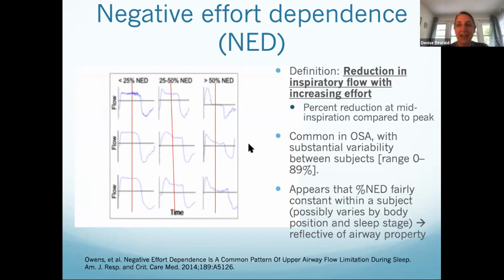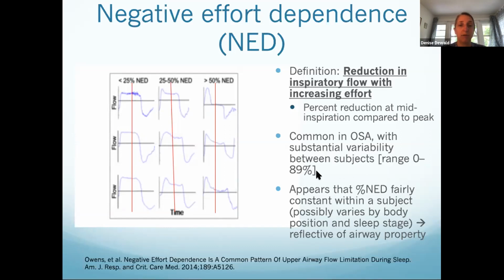So, negative effort dependence. This is where the harder you try to suck in, the less flow you get. So this is even worse than inspiratory flow limitation. You're actually decreasing your flow. This is mild negative effort dependence, where it just decreased a little bit. Then you've got moderate, and then severe with greater than 50% negative effort dependence, where you can actually just close your airway the harder you try to breathe. And this is common in sleep apnea.